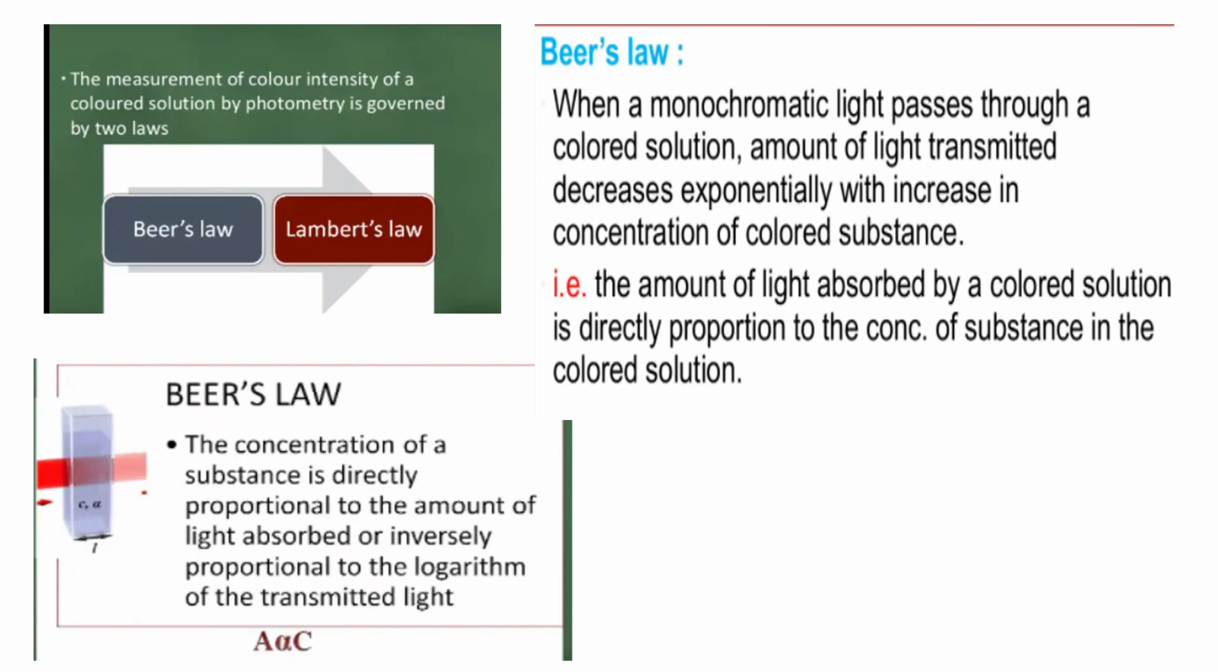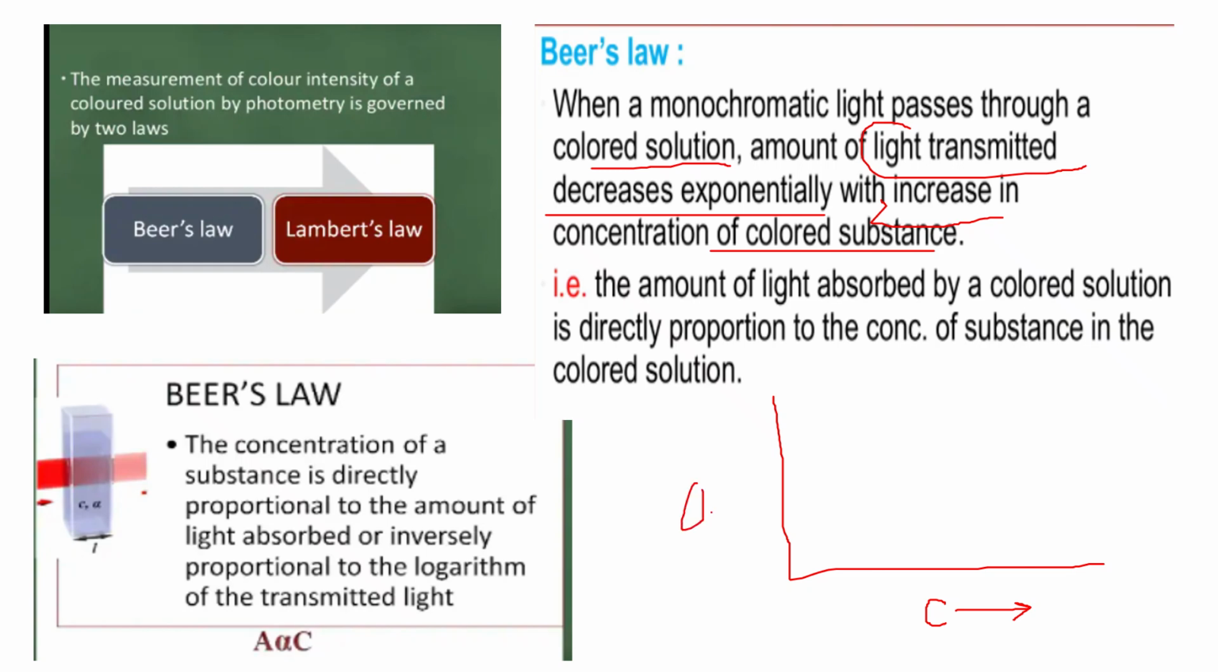So what does Beer's law say? Beer's law says that when a monochromatic light passes through a colored solution, the amount of light transmitted decreases exponentially with increase in the concentration of the colored substance. You can represent this graphically: when the concentration of the colored solution is increasing, the OD, or the optical density, or the absorbance of the substance also increases. So that is stated by Beer.